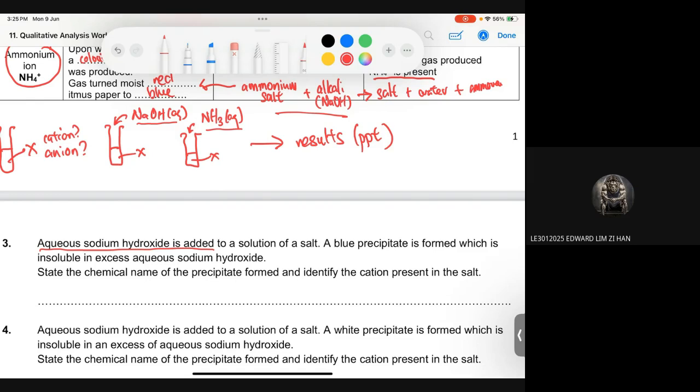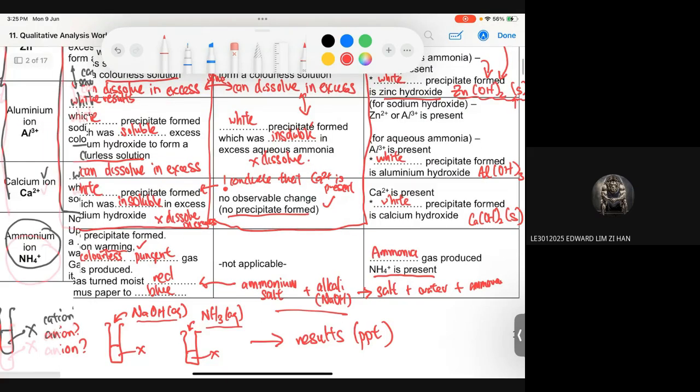Alright, Chure, come. If you add aqueous sodium hydroxide, what are you testing for in a QA? What did we just go through in this whole thing here? We are testing for it.